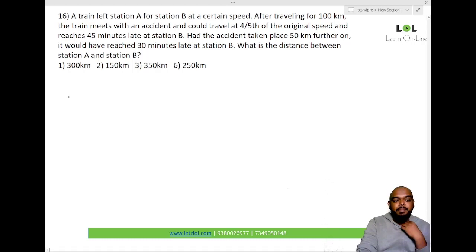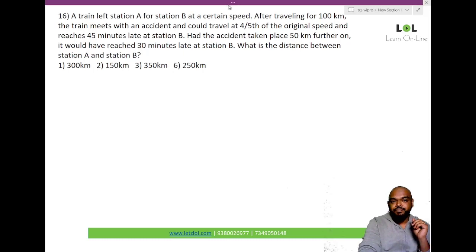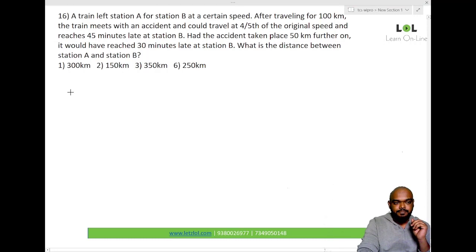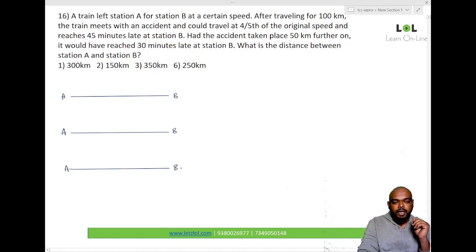Okay. Let me make you understand the scenario firstly. Look, there are three different cases. So let me explain the question clearly with the pictorial representation. And then we can go with the solution. Observe. So let us say first situation. This is the distance between two stations A and B.